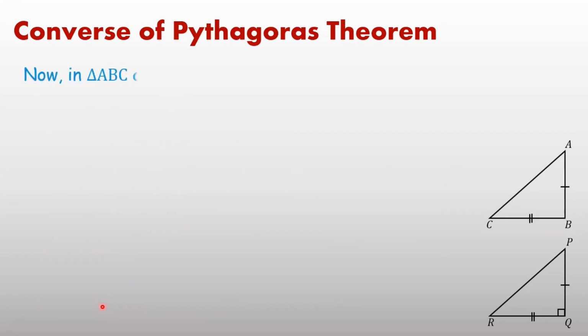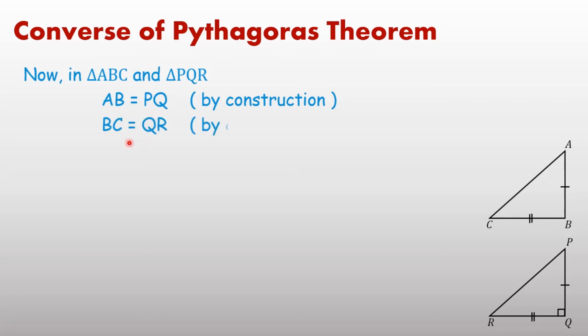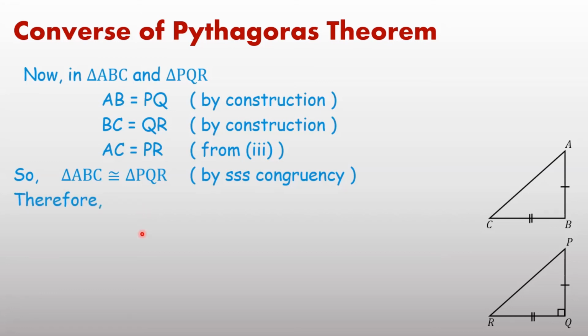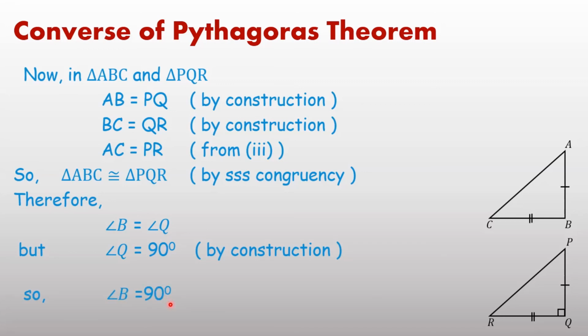Now next step, take triangles ABC and PQR. AB equal to PQ by construction, BC equal to QR again by construction, AC equal to PR from equation third, we have proved it. Therefore, both triangles are congruent to each other by SSS congruency. And if both triangles are congruent, then by CPCT, angle B equal to angle Q. Since angle Q is 90 degrees by construction, therefore angle B equal to 90 degrees. It is known as the converse of Pythagoras theorem.